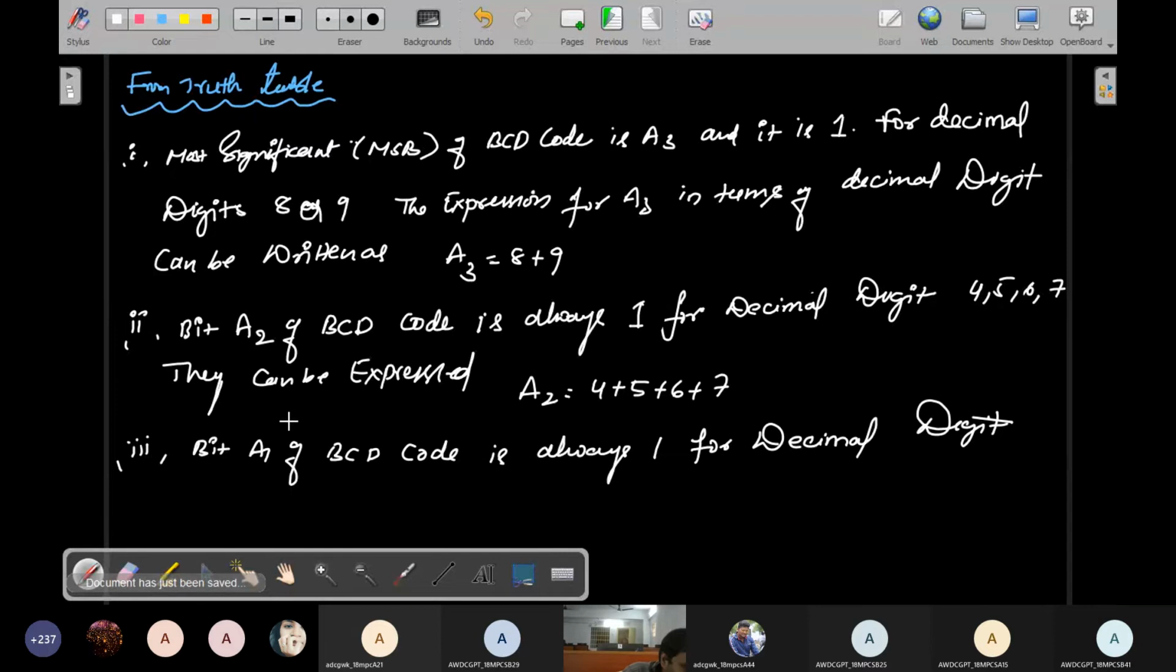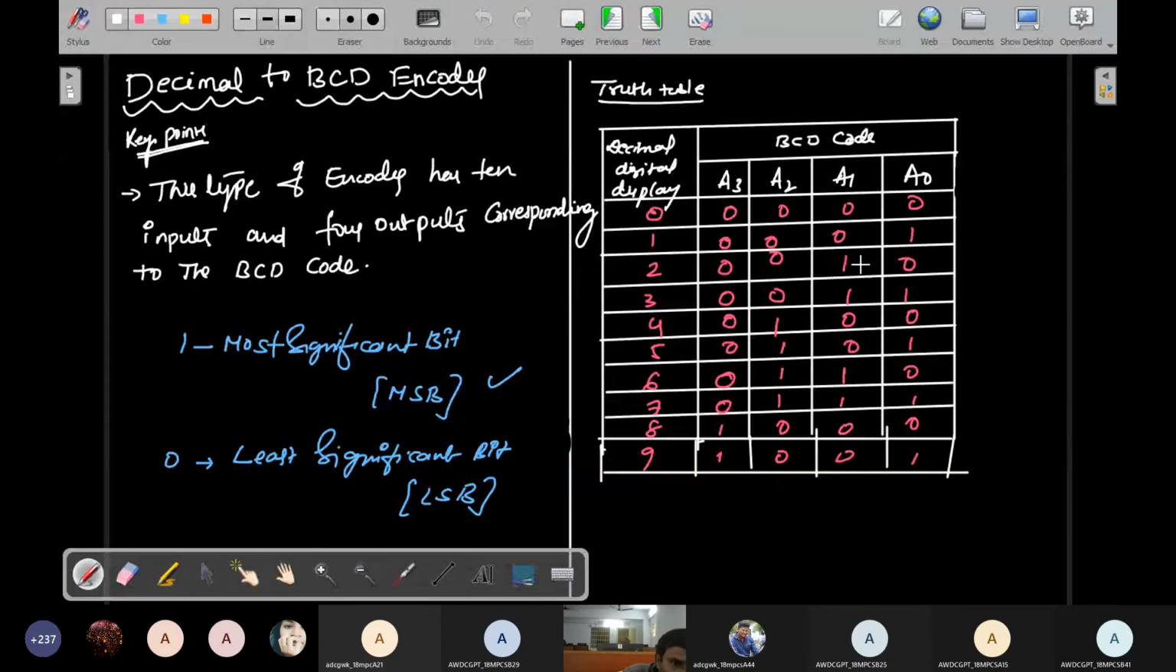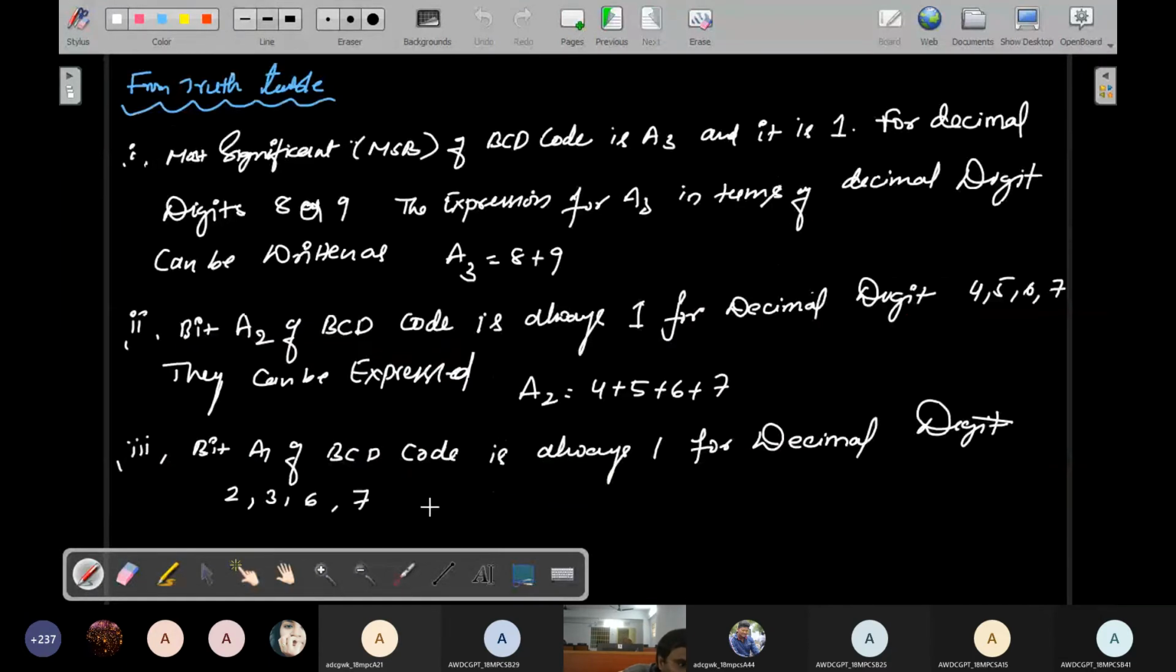2, 3, 6, 7. See, 2, 3, 6, 7 only high. So in this chart, 2, 3 is high and 6, 7 is high. So adding all of these will give it. They can be expressed as A1 is equal to 2 plus 3 plus 6 plus 7. So this is the point.